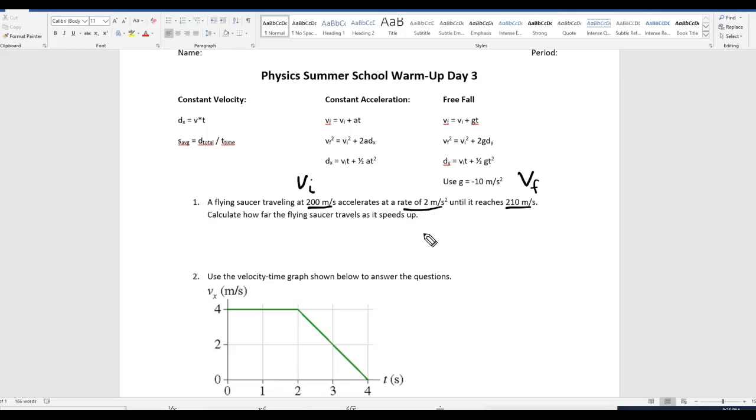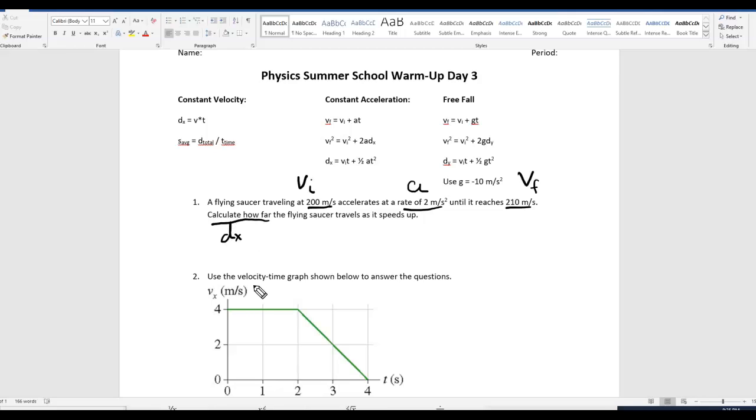Remember, you can always look at units for context clues. Meters per second squared is always the unit for acceleration. Okay, nothing else has that unit. Okay, so that's going to be the acceleration, and then the question, how far is always about displacement.